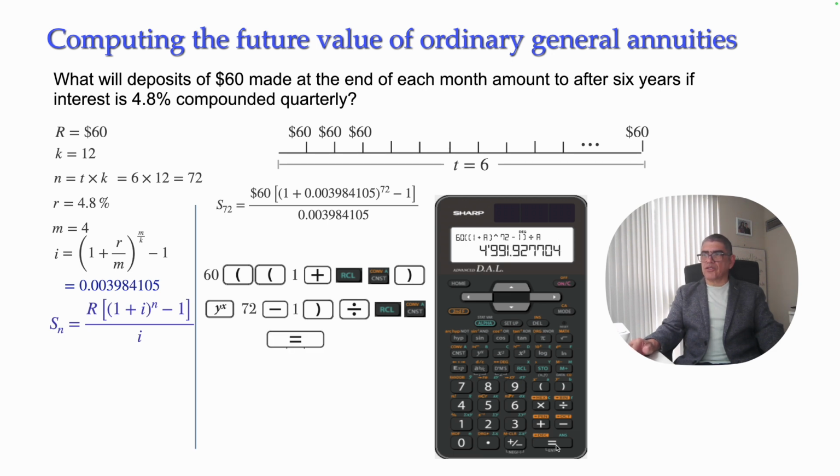You're going to have the answer. So the answer is 4,991.927704. So that means that this annuity will amount to 4,991.93. So this will be the answer that we have for this problem. I think with this I finish my explanation. Thank you.